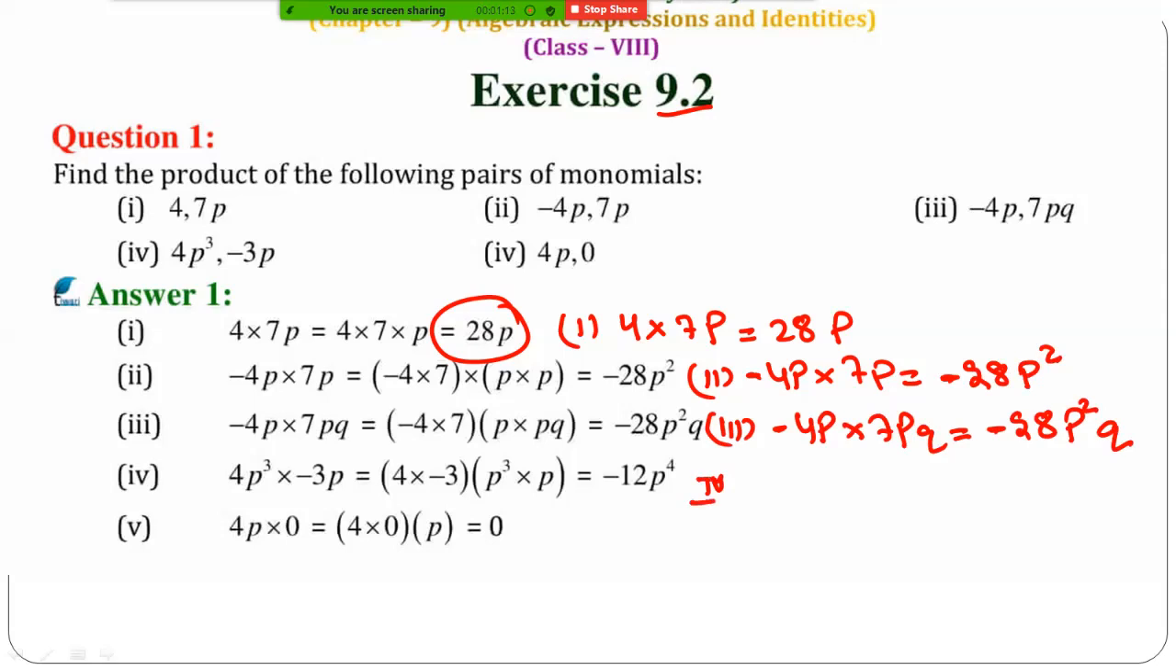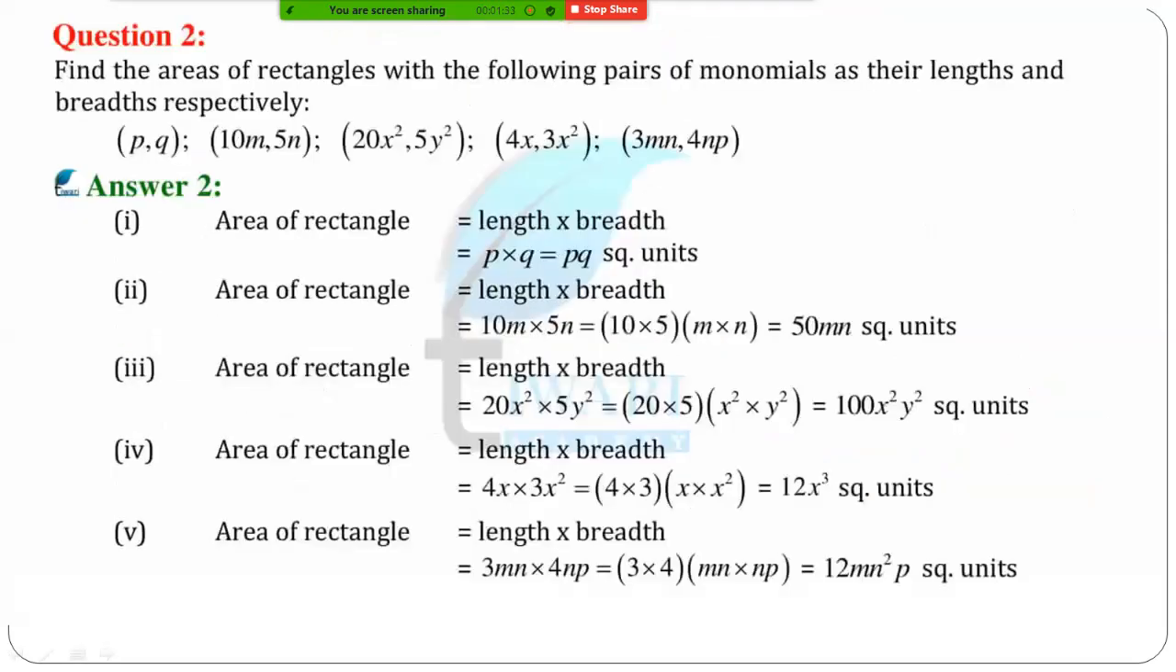Fourth part is 4p cube into minus 3p. So the net answer will be minus 4 threes are 12, and the total power of p will become 3 plus 1, that is 4. Last part is 4p into 0. Something into 0 is always 0. So the answer is 0.